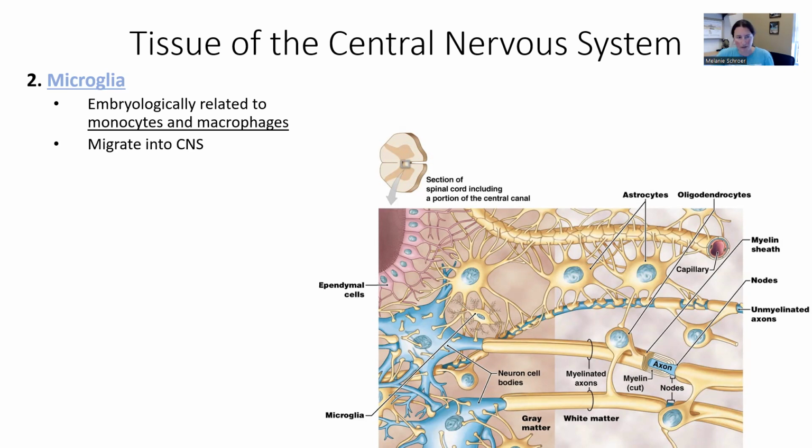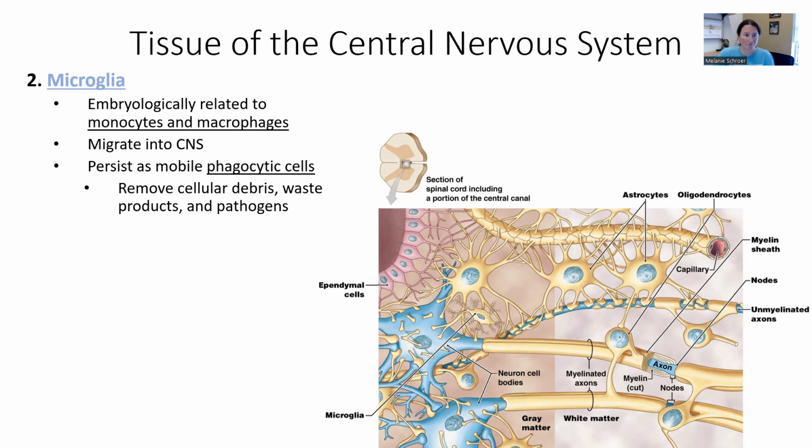So early on in our development, they migrate into the central nervous system, and they remain as phagocytic cells. Remember, phagocytosis is engulfing or eating stuff, right? So if a bacteria makes its way across the blood-brain barrier, if some proteins have broken down, or if you got a concussion, and so you have a lot of severed neurons within your brain, these microglia come along and they clean up the mess.